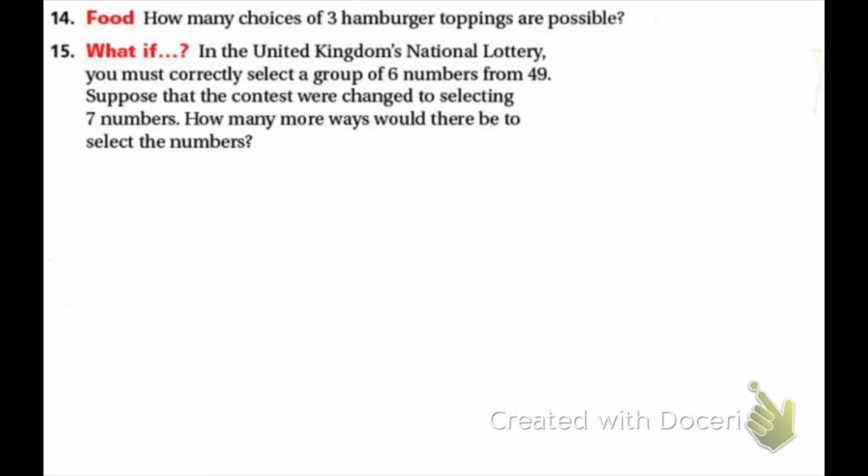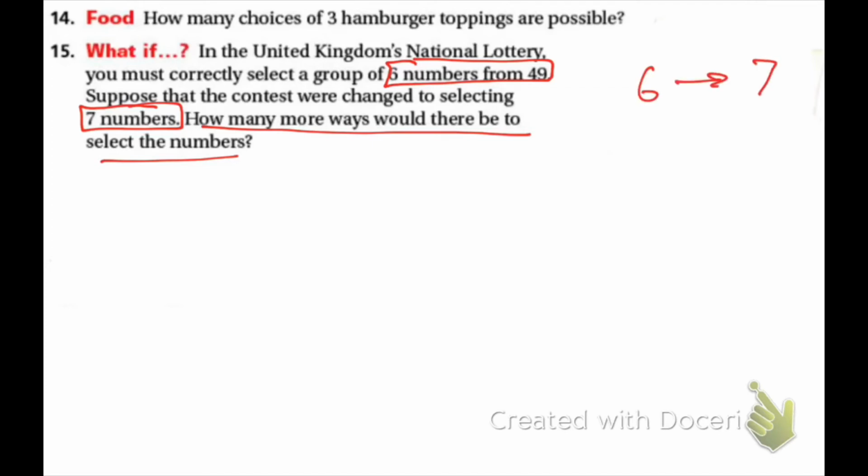In the United Kingdom's National Lottery, you must correctly select a group of 6 numbers from 49. Now the question is, suppose that the contests were changed to selecting 7 numbers instead of 6. How many more ways would there be to select the numbers? So we're looking for the increase in ways to select the numbers if you go from selecting 6 numbers to 7. So how many more ways are there?